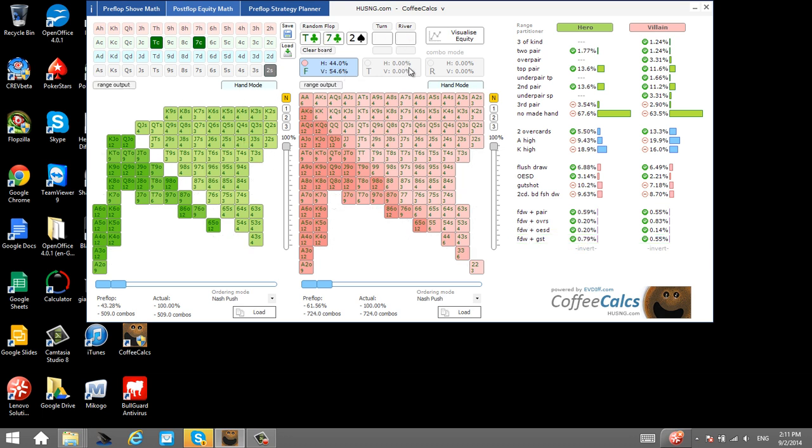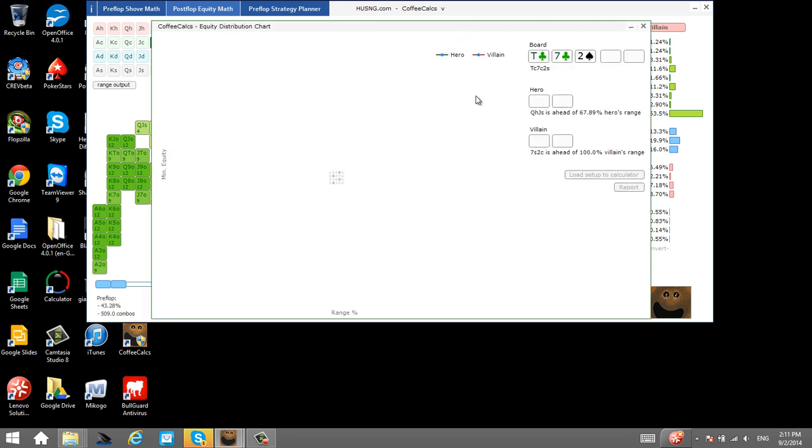The other really crucial feature is that once you have set up some ranges, you can then go ahead and visualize equity. For flop play, this takes a few seconds to initiate because it's calculating over all the different turns and rivers and doing range versus range math. There's quite a lot of math that it's doing, so you have to be a little patient. For turn and river situations, it's very quick.